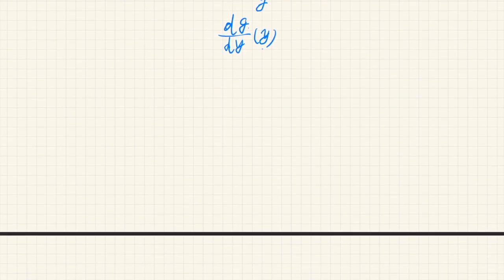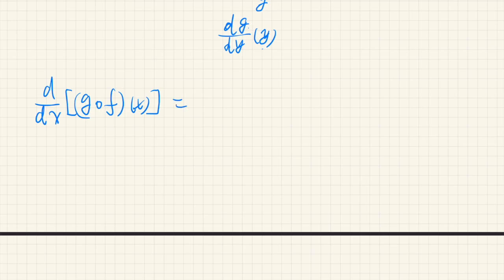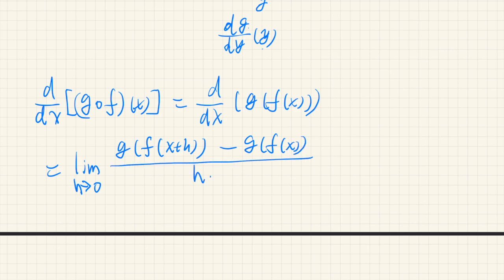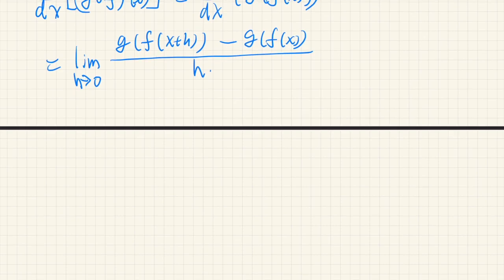Okay, so just like always, we just apply the definition first. Okay, so g after f of x is, so this is g of f of x, right? And this is, by definition, the limit h going to 0, and g of f of x plus h minus g of f of x divided by h. Okay, now let's see what we can do.